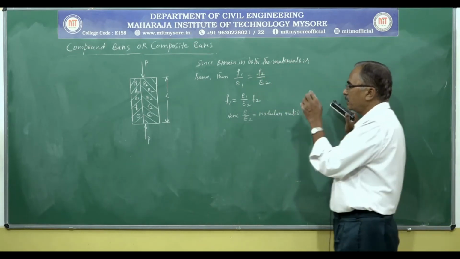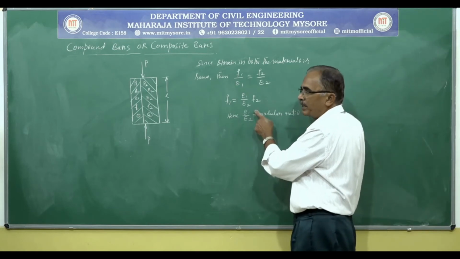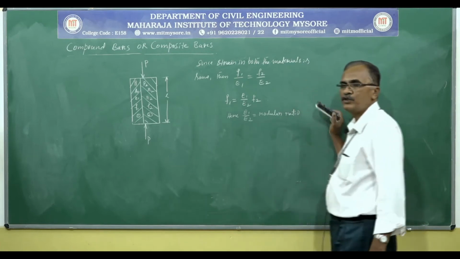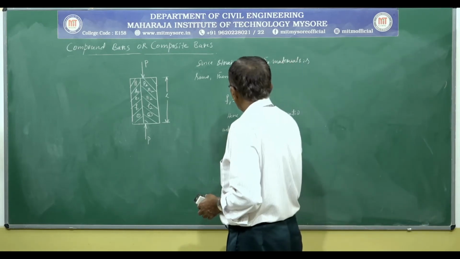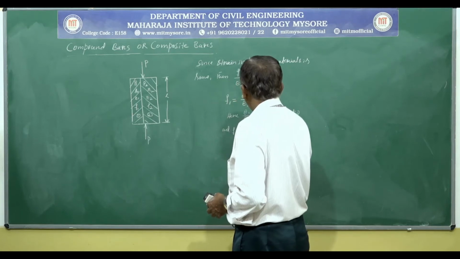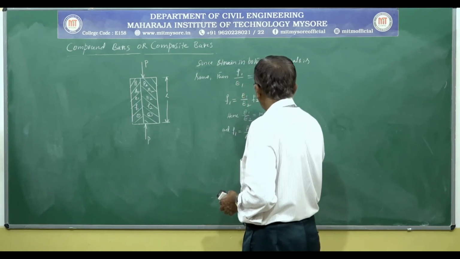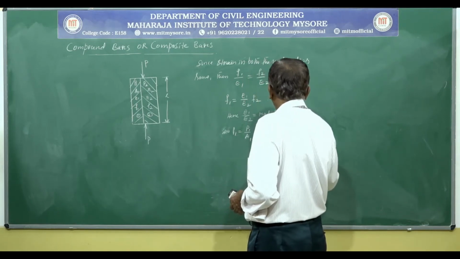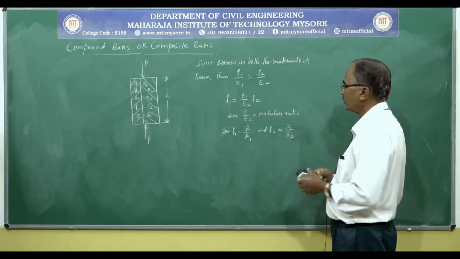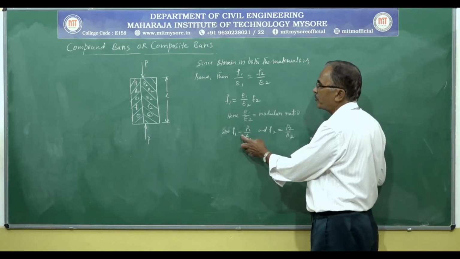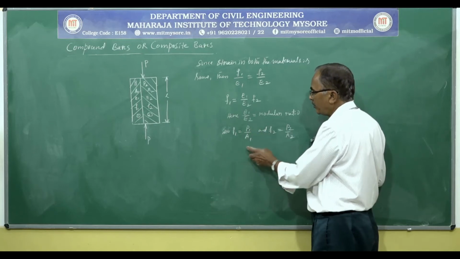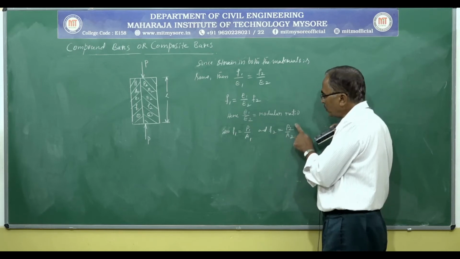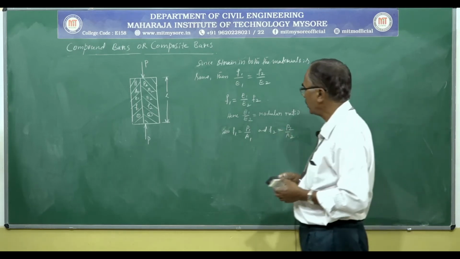Modular ratio is the ratio of Young's modulus of one material to the Young's modulus of the other material. It is known as the modular ratio. And F1 is equal to P1 divided by A1, and F2 is equal to P2 divided by A2. So the stress induced in one material is equal to the load carried by the material divided by the cross sectional area of the material, and the stress induced in the second material is equal to P2 divided by A2.